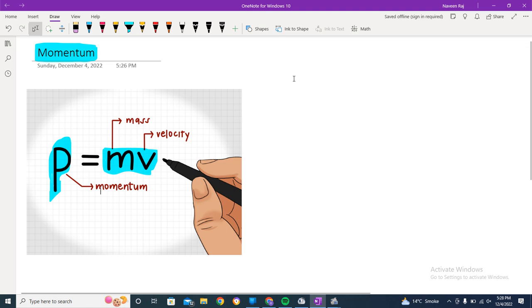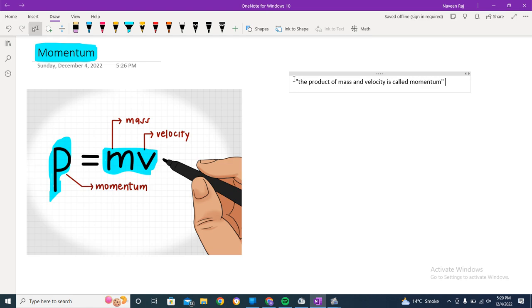So momentum, as the formula is written over here, we simply write the definition of momentum as the product of mass and velocity is called momentum. Okay, so this is just the formula definition. We can see that P is equal to m into v. This is the mathematical form, while this is a statement form.